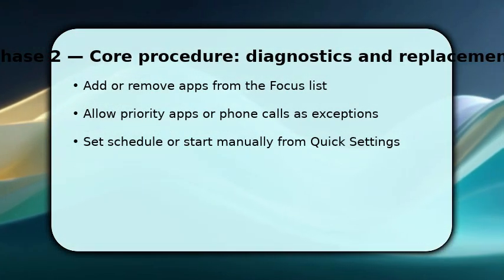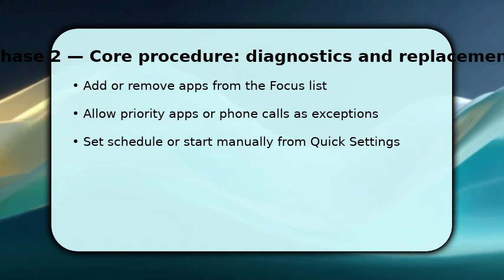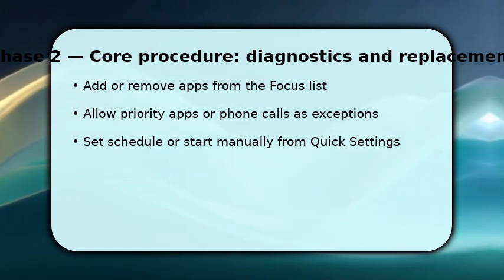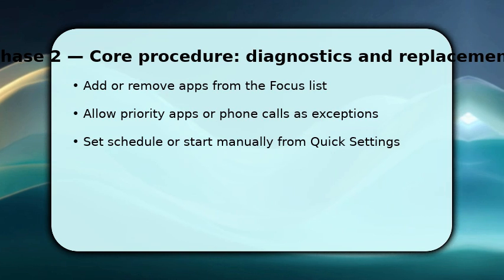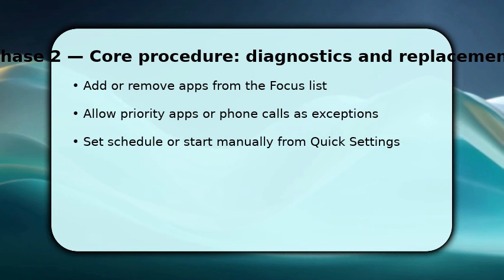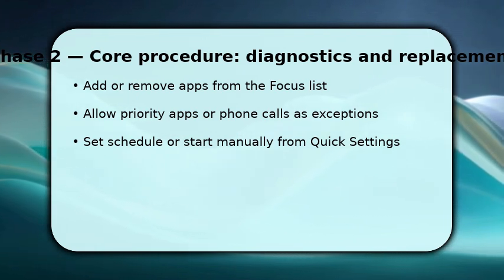Now customize. Add more apps or remove ones you still need, because tailoring keeps the mode useful. Make exceptions for priority apps or allow calls from specific contacts, and check the option to silence notifications. This controls what breaks your focus.